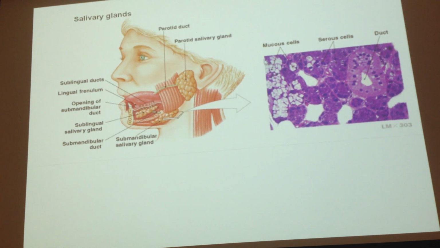All right. Its duct crosses over the masseter and empties into your mouth just opposite your upper second molar. You can feel a little bit of a bump there, and if you massage it, you can get it to squirt out saliva sometimes.